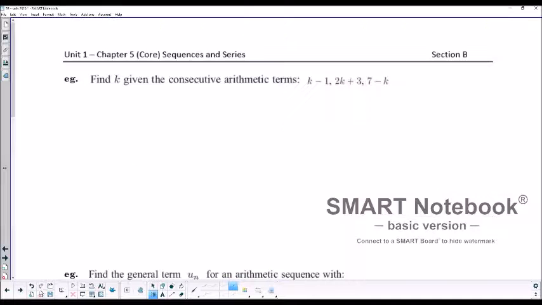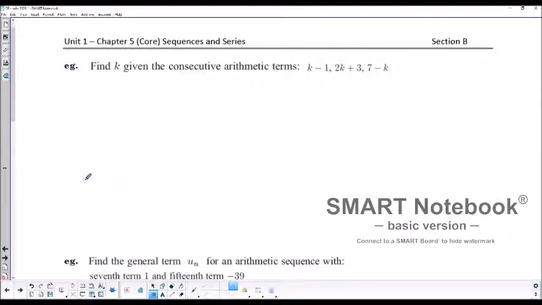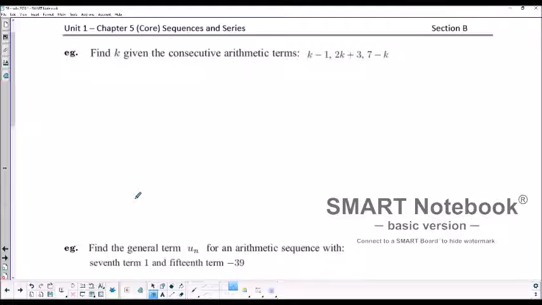All right, moving right along here. We want to find k given these consecutive arithmetic terms. So here we've got these terms. It's arithmetic, so that means that there will be some common difference. So again, we can use the same formula: u sub n plus 1 minus u sub n is going to equal d.